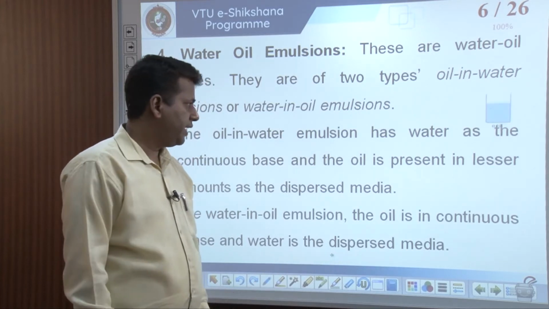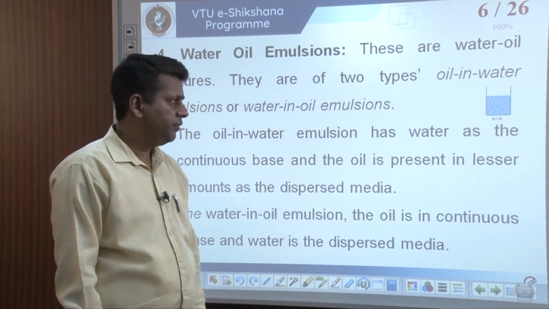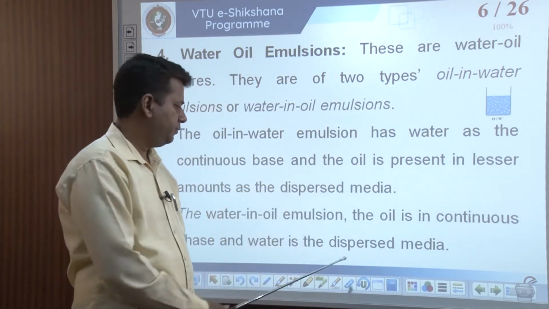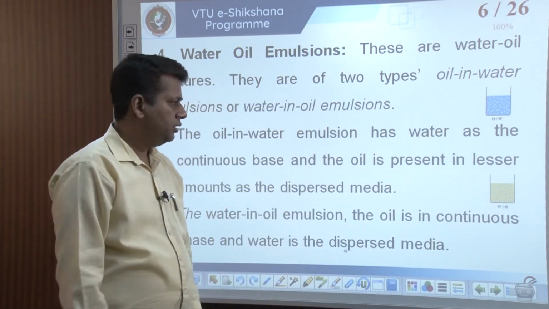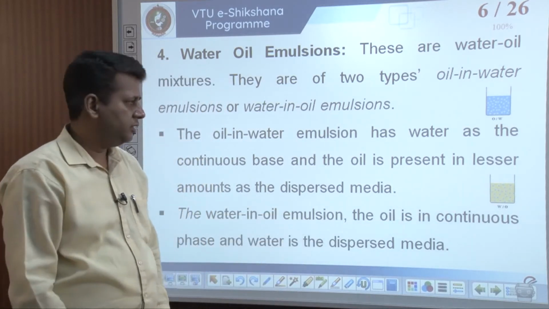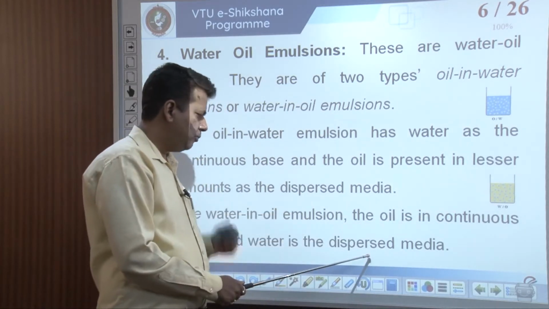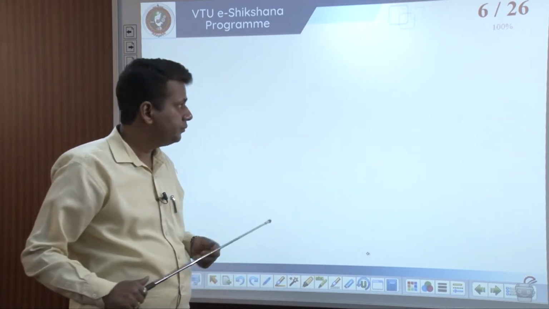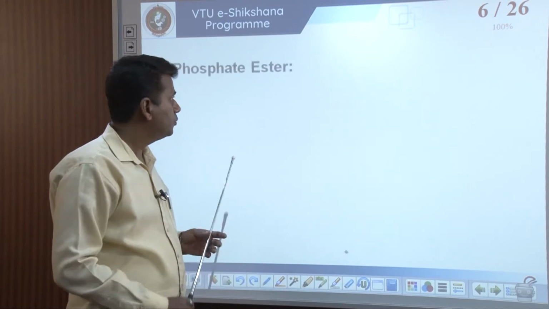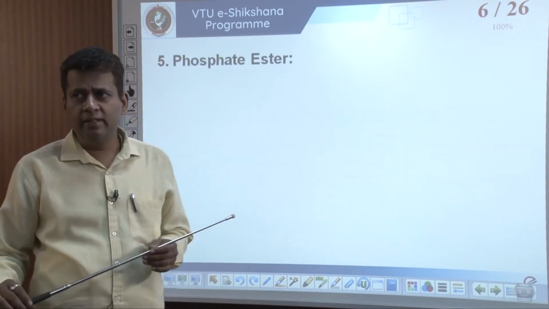Which is economical depends upon the function. So, this is the oil in water, this is the water in oil. You can see the difference, it is just dispersed and floating. The next type is the phosphate ester.